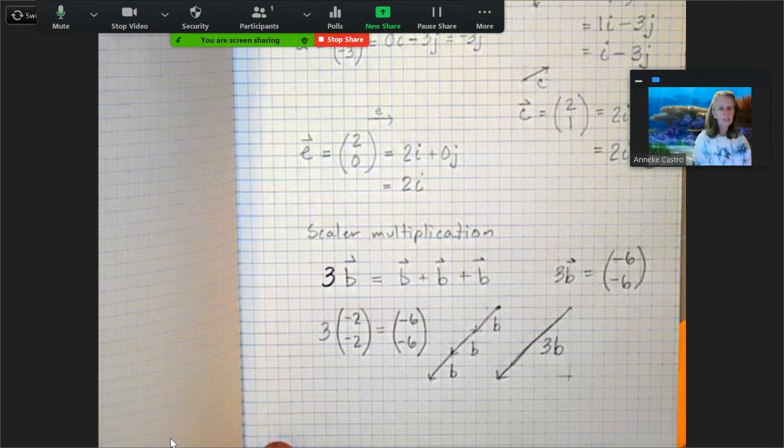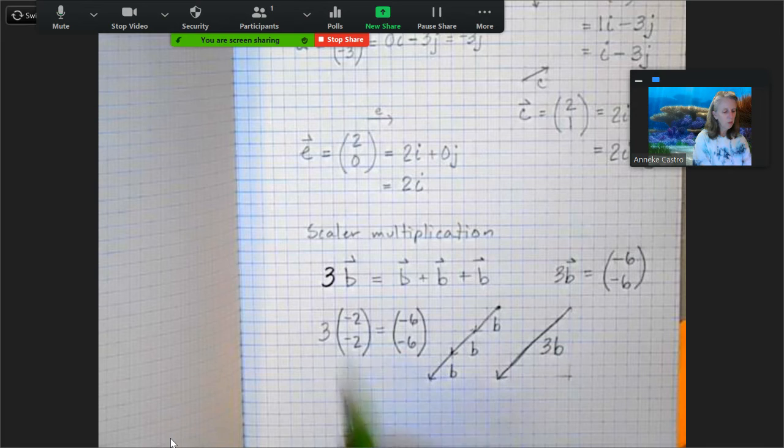So vector addition and scalar multiplication, super easy. The videos should have explained how easy vector addition is. You just add the x's and you add the y's. And scalar multiplication, again, super easy. Just multiply all the components by the scalar. And hopefully that'll get you through the assignment.